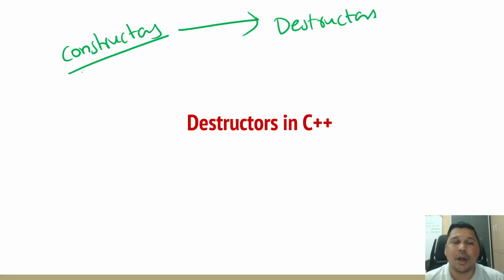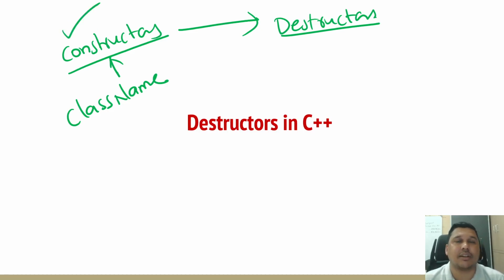And what is the name of the constructor function? The class name is the constructor name. Okay, a destructor is used to erase all the memory allocated for the object using the constructor.